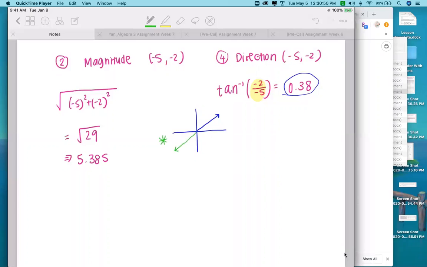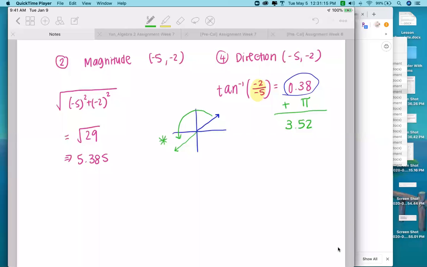So I have to add pi to this answer. If we add pi to this answer, it would be 3.52. Any questions?